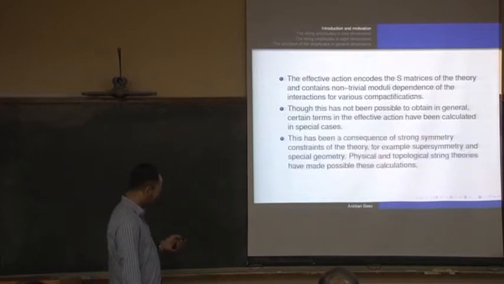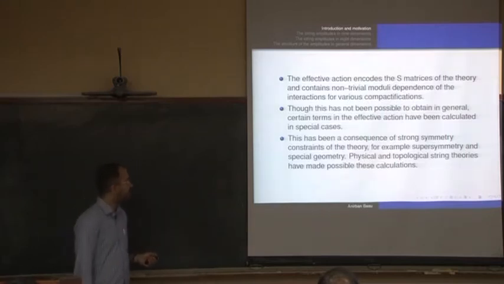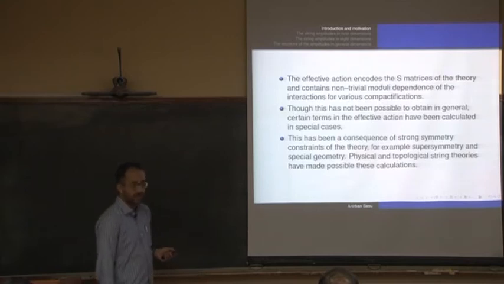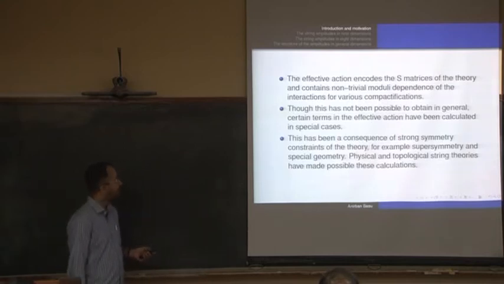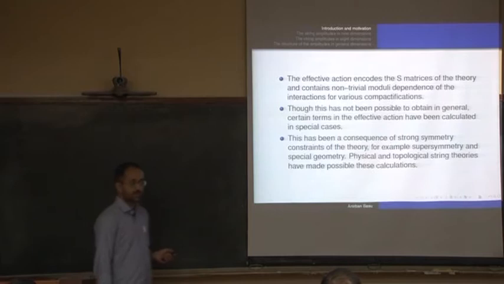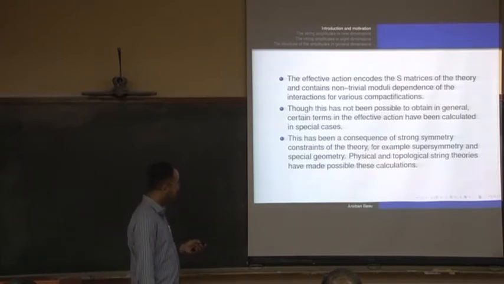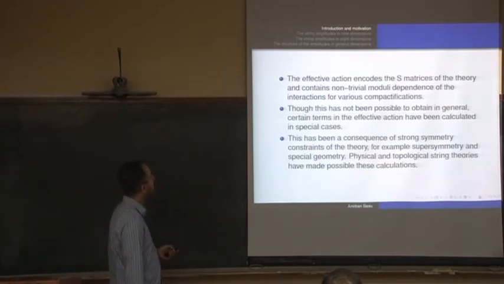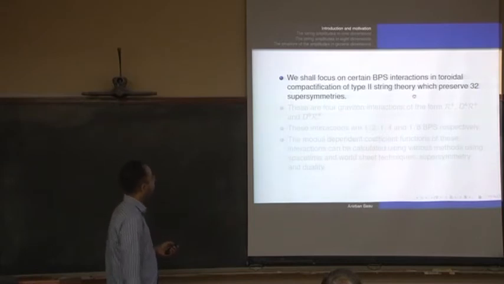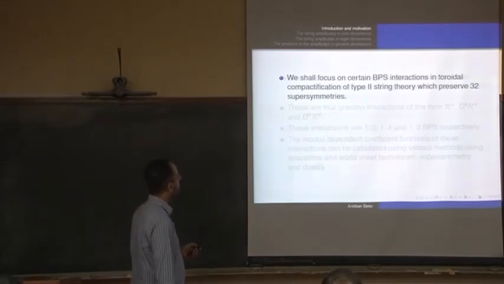Of course, whenever this happens, this has to be a consequence of strong symmetry arguments, for example, supersymmetry and special geometry. So physical string theories and certain topological string theories have made possible these calculations. And for the cases I'll be talking about, the symmetry is supersymmetry. We shall focus on certain BPS interactions in toroidal compactifications of type 2 string theory, which preserve 32 supersymmetries.